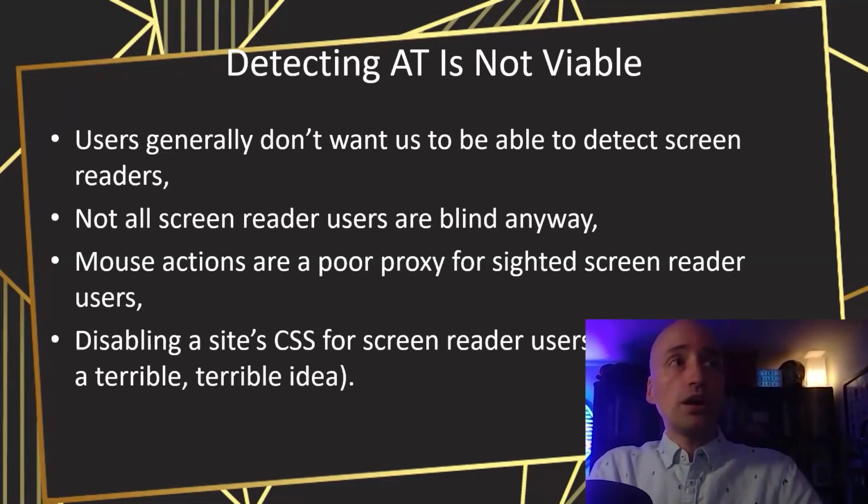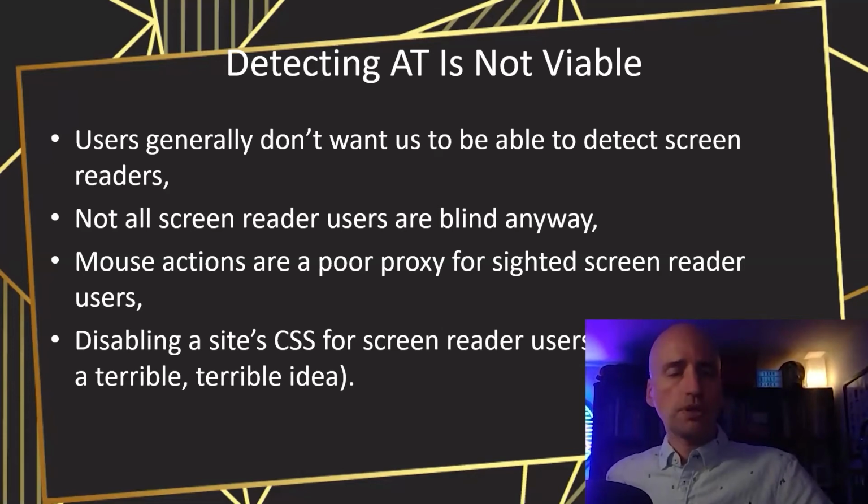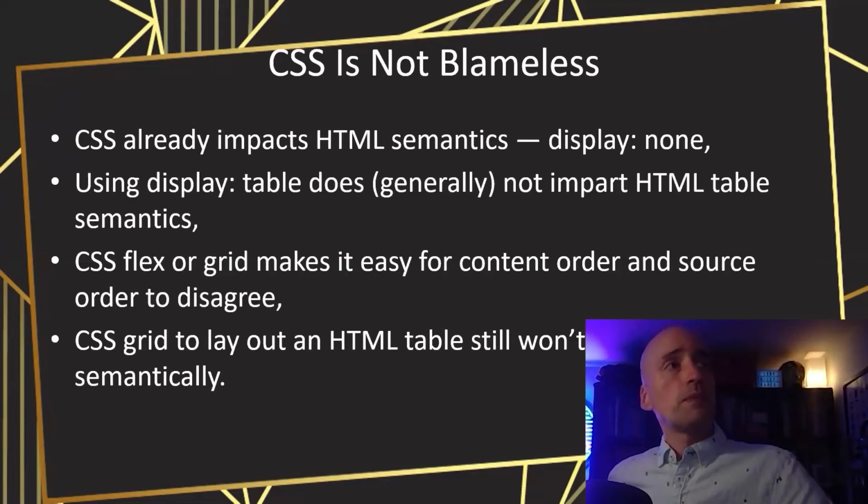Trying to use mouse actions as a proxy for sighted screen reader users just doesn't work. And disabling the CSS for screen reader users is kind of a weird notion that I've had people float to me before. Don't do that. And then remember, on mobile, you have users who rely on touch gestures, and then we have to take into account mobility impairments. So don't try to detect assistive technology.